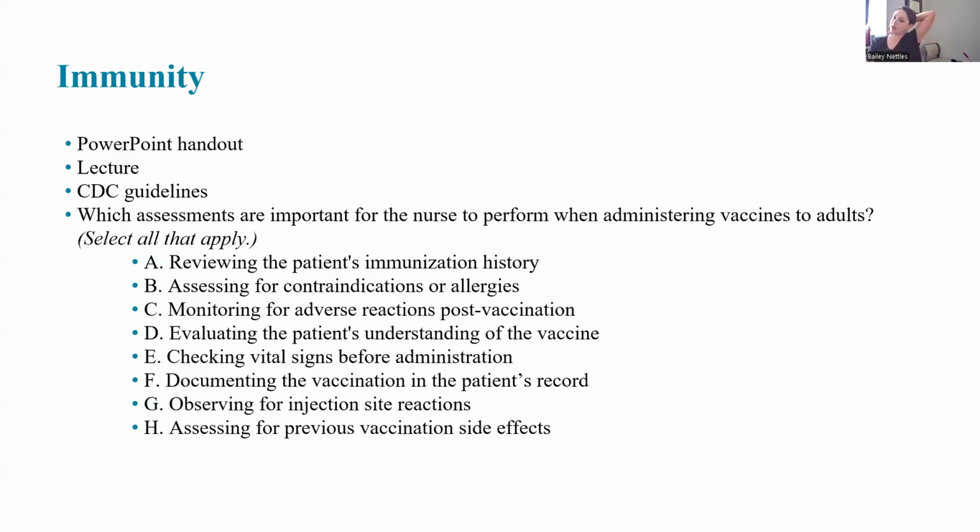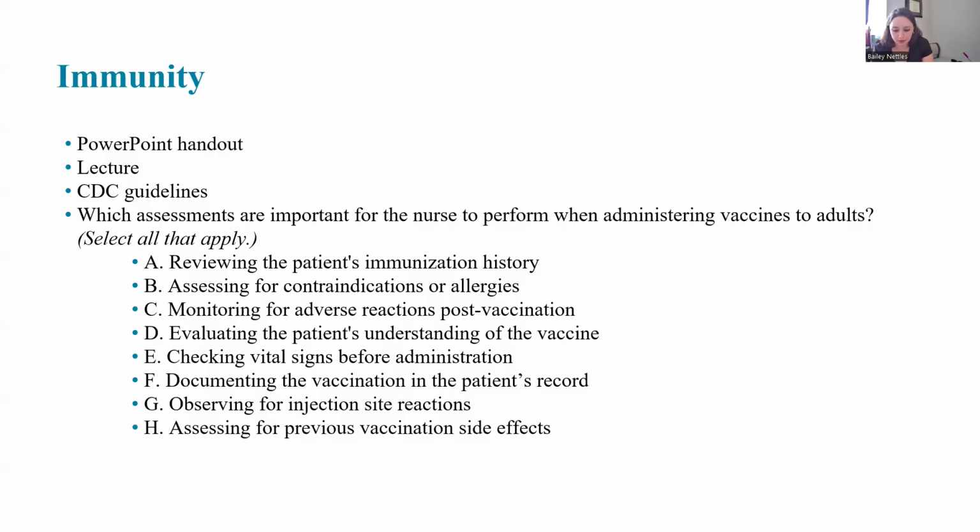All right, immunity. So immunity, no, make sure you know that lovely little chart. Know your 7 rules for your CDC, and you're paying attention to that, okay? There's not a drug cabinet, but the chart and the 7 rules, know them, okay? Which assessments are important for a nurse to perform while administering a vaccine to an adult? Should you review the patient's immunization history?